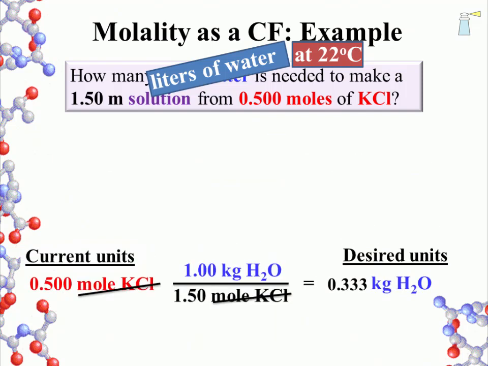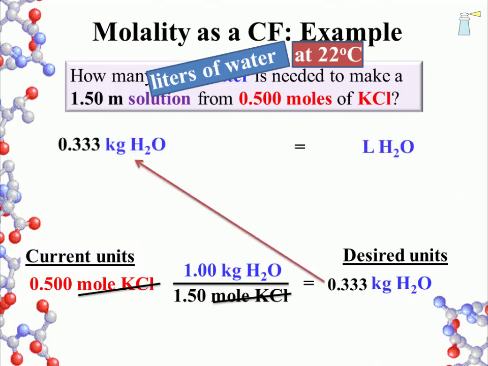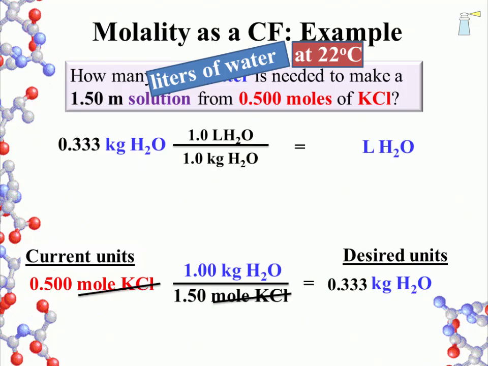The core conversion gives kilograms of water, and that is the starting value for the second conversion, kilograms to liters. The conversion factor needed here will have the current unit kilogram in the denominator and the desired units of liters in the numerator. Starting units cancel, and a very simple math step gives the final answer of 0.33 liters of water. The 2 significant figure answer comes from the 2 sig fig limit of the kilogram to liter conversion.